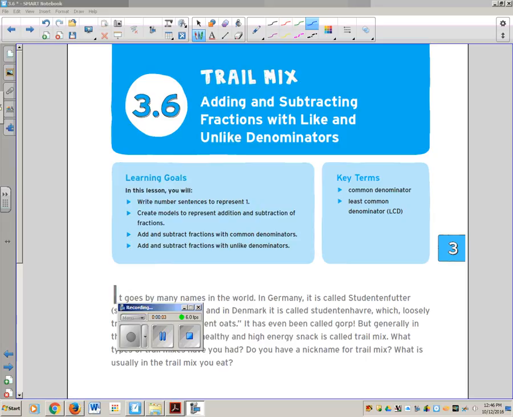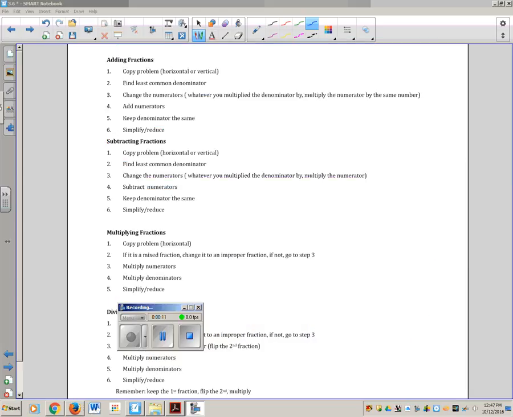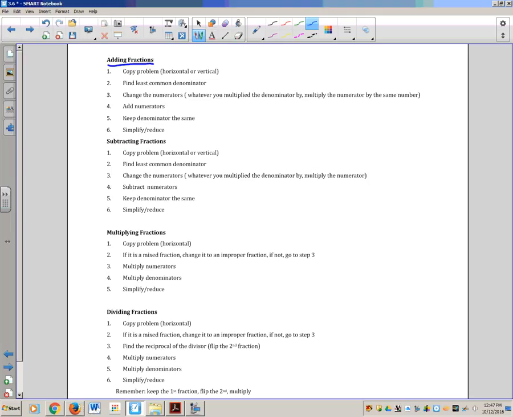Chapter 3, Section 6, we are adding and subtracting fractions with like and unlike denominators. Please ask me for the cheat sheet on fractions. It just goes over the different steps on the 4 different operations with fractions. Good to have in your notebook, just to look back if you forget which step you need to do next.